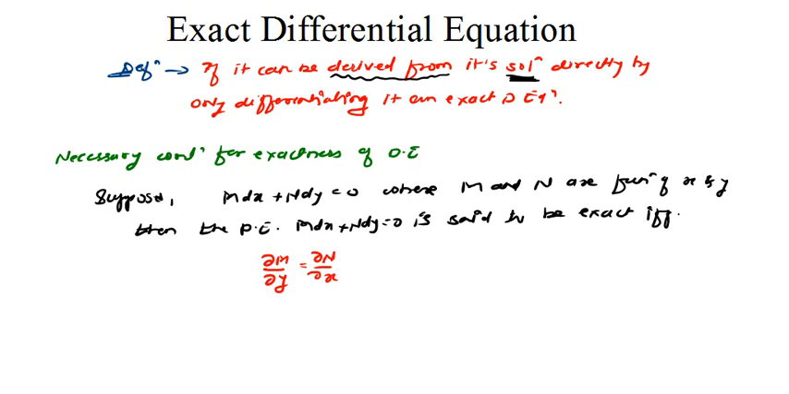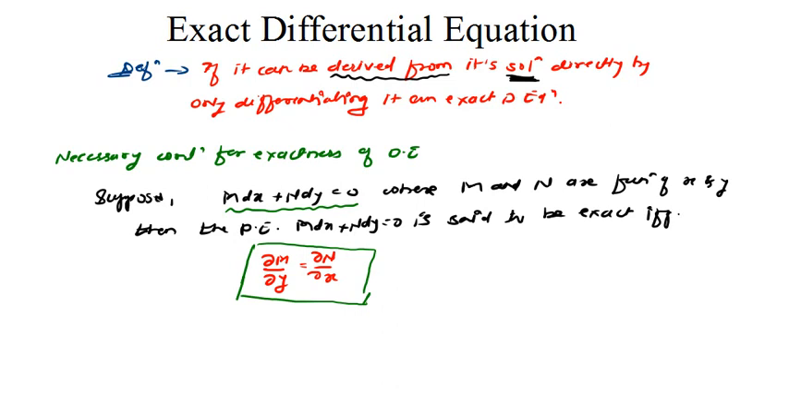Now ∂M/∂y is the partial derivative of M with respect to y, and ∂N/∂x is again the partial derivative of N with respect to x. Okay, if you have the differential equation M dx plus N dy equal to 0, and if it satisfies this condition, that is, if both the derivatives are equal, then we will say that this differential equation is an exact differential equation.